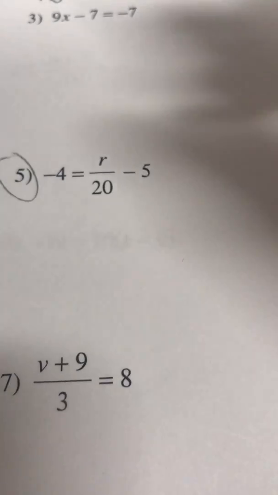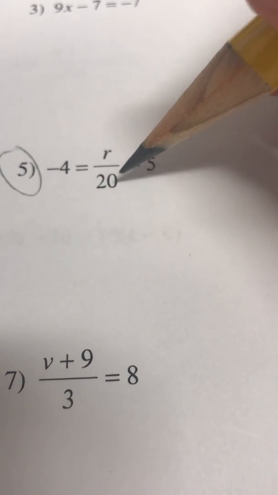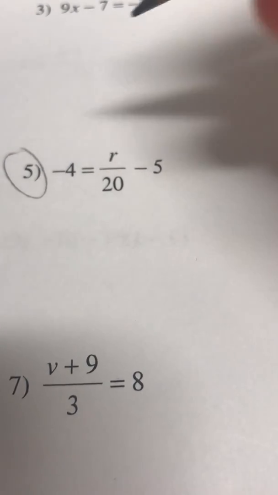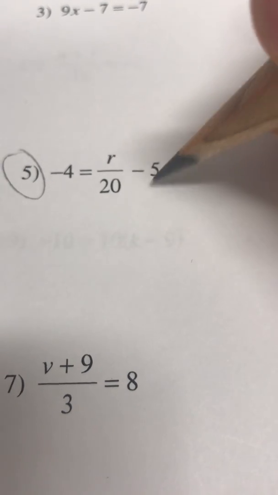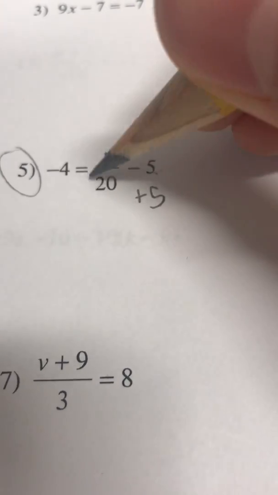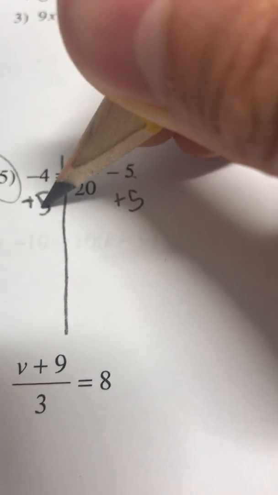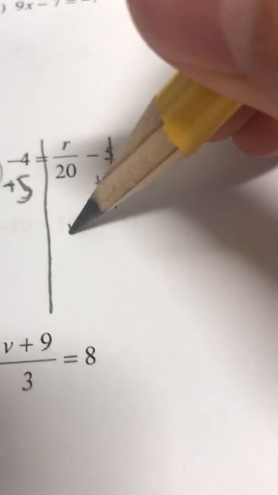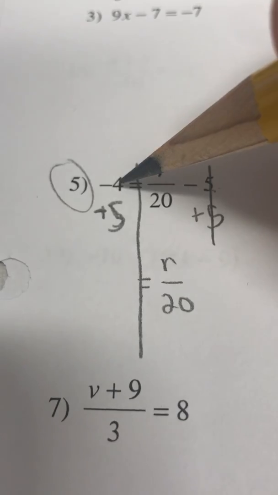Number 5, we have negative 4 equals r divided by 20 minus 5. Name of the game, get that letter by itself. First thing to do is get rid of that constant right there. It's minus 5, so we add 5. What you do on one side, you do to the other. These 5's cancel out. You get r divided by 20 equals negative 4 plus 5, which is 1.